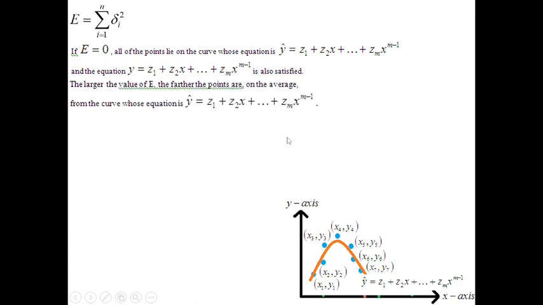The larger the value of E, the farther the points are on the average from the curve whose equation is this one. So, yung nga sabi ko, pagka masyadong malaki yung value ng E, masasabi natin in general that the points are very far or far from the polynomial curve. Okay?